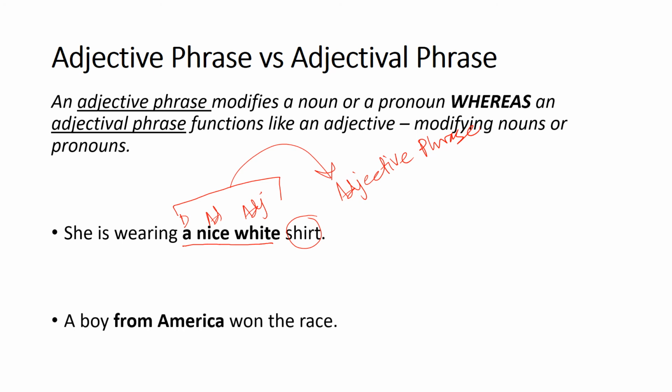But let's have a glimpse on the second example. A boy from America won the race. Now, from America, from is not an adjective, neither is America an adjective. Now, from is a preposition and America is a noun, but these two words are functioning like an adjective and they are modifying this noun, a boy. So it would be an example of what?